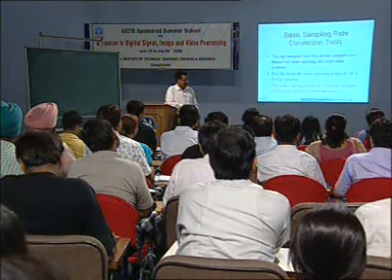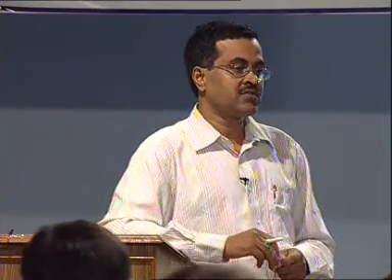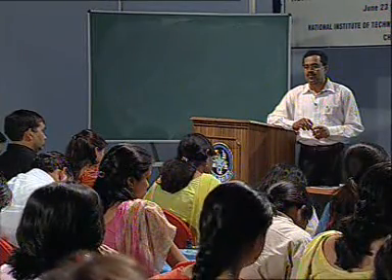The upsampler and the downsampler are linear, but time varying discrete time systems. This is a very important point. When we talk about multi-rate digital signal processing, we should understand the features of the upsampler and downsampler. Basically, they are linear devices. Linear, I mean they satisfy both the principle of superposition as well as the principle of homogeneity.